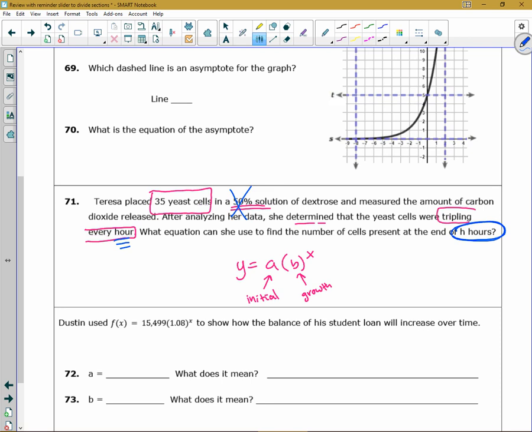So I'm thinking this 50% solution is extra information, and the tripling, the 3, or 3 times it, 300%, is what's actually important. So if I put those together, I have y equals 35 to start times 3, and then I'm going to use what they're going to give me up here, so to the h power to work it through. So I started with 35 yeast cells, I tripled each hour.